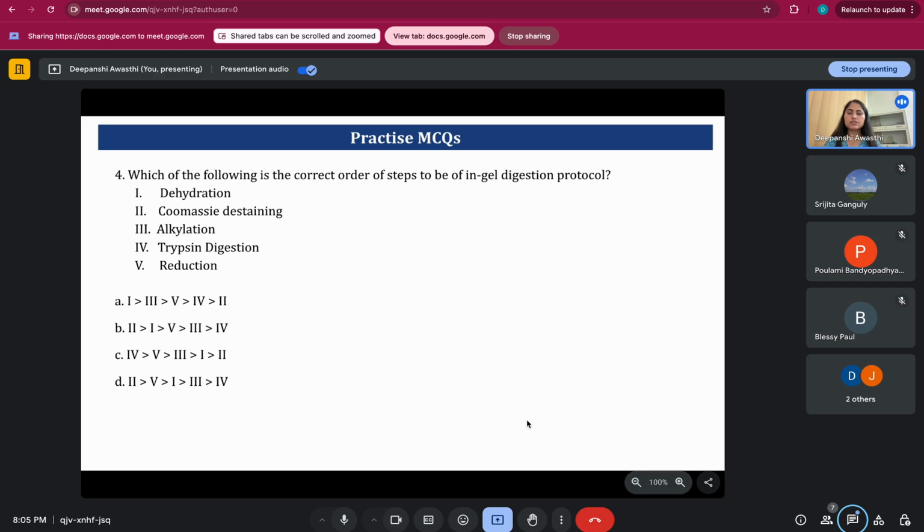And then the next question is, which of the following is the correct order of steps in the in-gel digestion protocol? So when you do in-gel digestion, what are the steps? Dehydration, Coomassie destaining, alkylation, trypsin digestion, and reduction. And these are the steps.